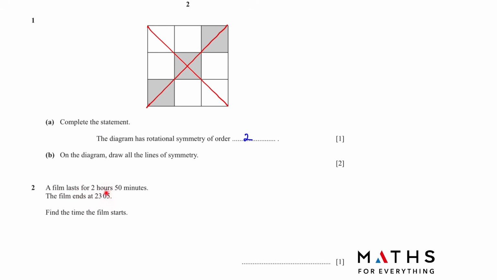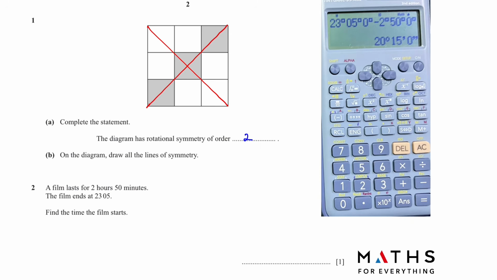A film lasts for 2 hours 15 minutes. The film ends at 23:05. Find the time the film starts. We can just use the calculator to get this answer. So the film ends at 23:05.